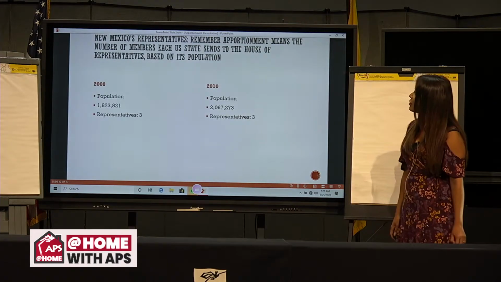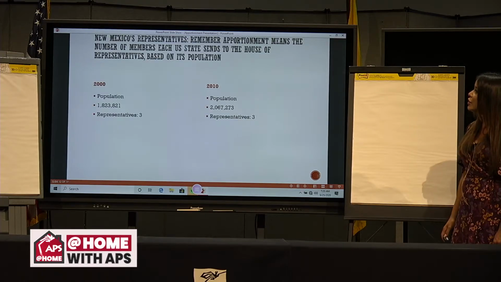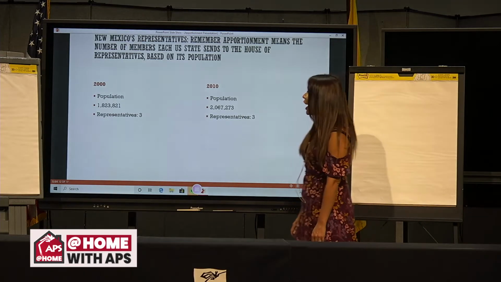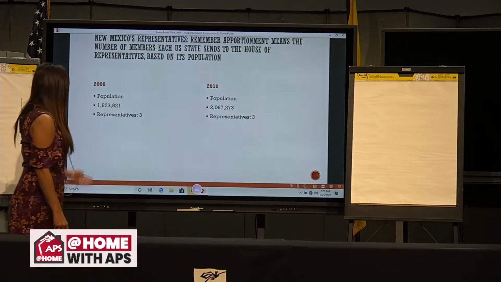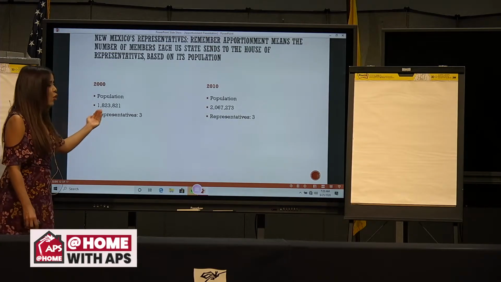New Mexico's representatives. Remember, apportionment means the number of members each U.S. state sends to the House of Representatives based on its population. So, because we have, in 2000, let's start with that. In 2000, our population was 1,823,821. Our representatives were 3.